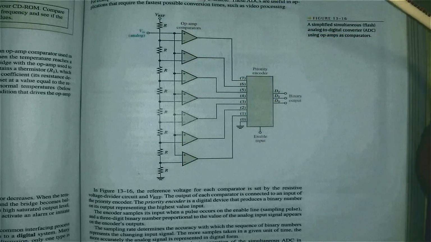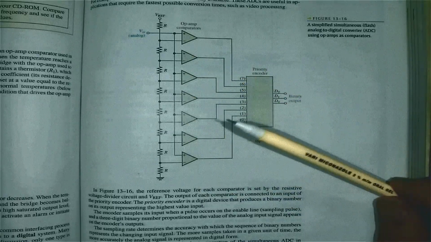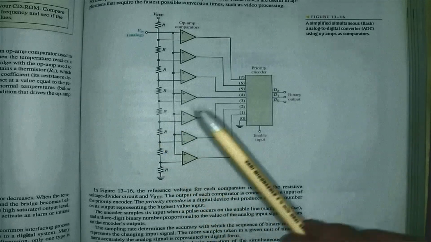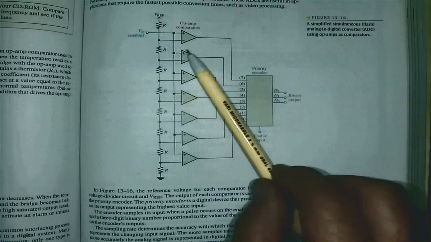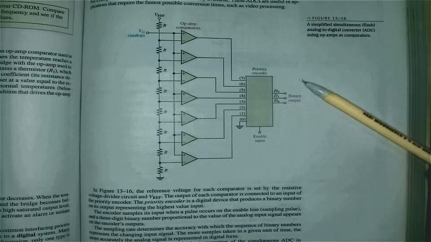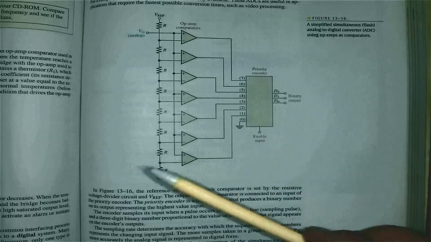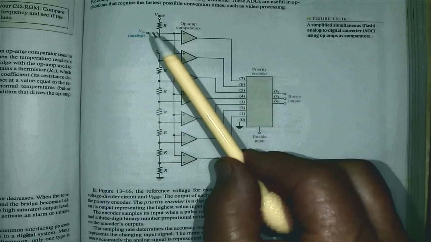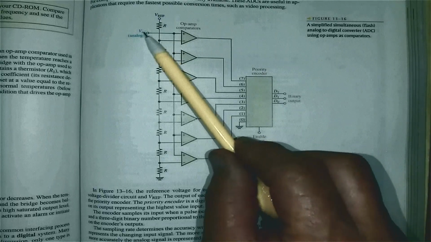All these op-amp comparators are connected. All the inverting inputs are connected to the resistors, and then we have our input analog signal connected to all the non-inverting inputs. Here we have a priority encoder. It will give me basically a binary output. Now let's apply 1.2 volts here at the input.